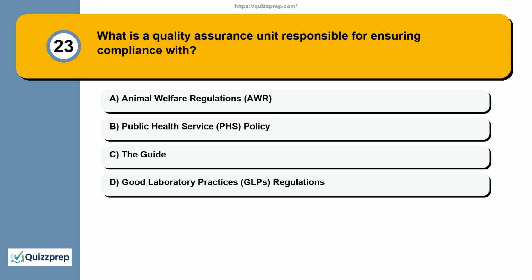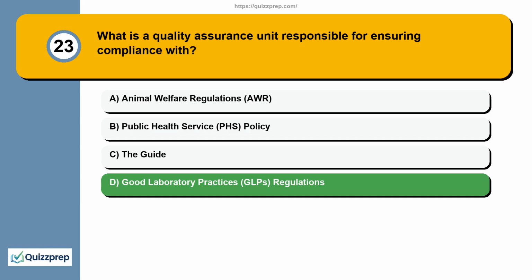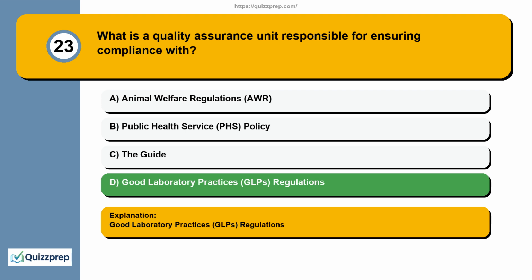Question 23. What is a quality assurance unit responsible for ensuring compliance with? Option A, Animal Welfare Regulations, AWR. Option B, Public Health Service, PHS, Policy. Option C, the Guide. Option D, Good Laboratory Practices, GLPs, Regulations. The correct answer is option D, Good Laboratory Practices, GLPs, Regulations.